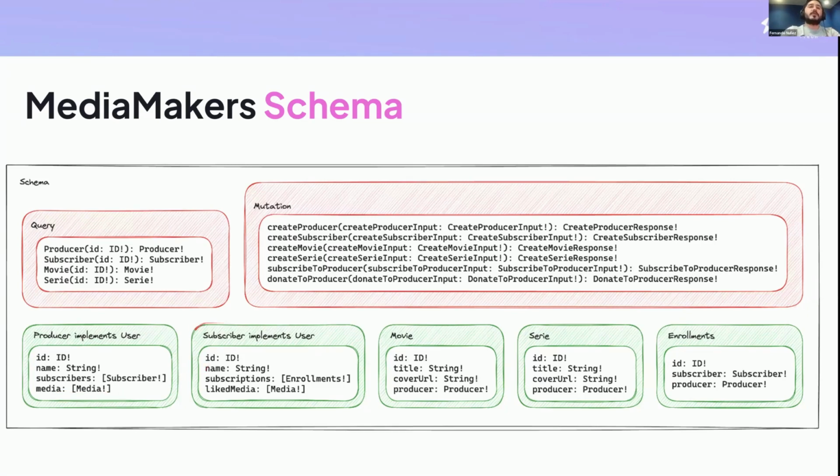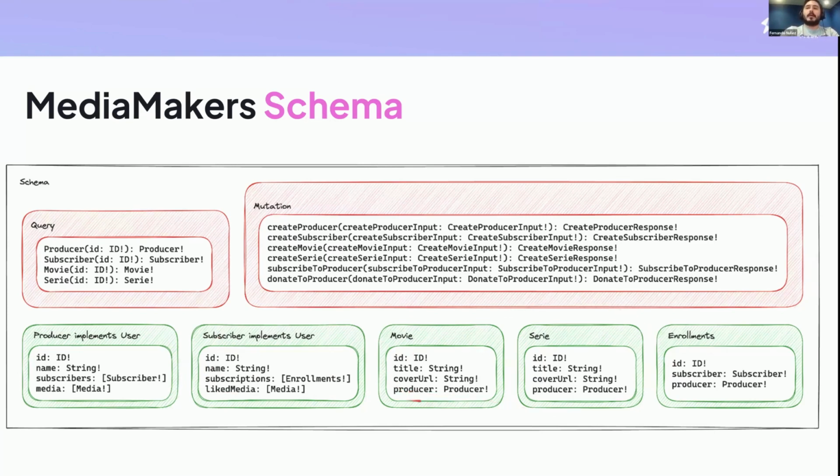The same happens for the subscriber, which implements User and belongs to the account domain. In this case, for the subscriber, we have the field subscriptions that returns enrollments, which belong to the enrollments domain. And we have liked media, which belongs to media, which at the same time is part of the media domain. So of course, the account domain won't take care of these fields for us because they belong to different domains.